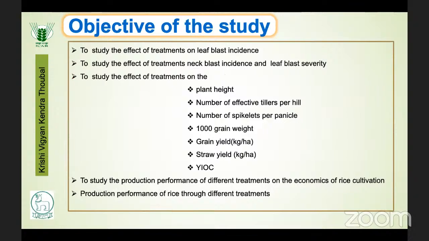The major objective of our study includes the management of blast disease and the checking of certain parameters, for example, the effect of treatments on neck blast disease as well as leaf blast severity, and the effect of treatment on certain parameters, for example, plant height, number of effective tillers per hill, number of spikelets per panicle, 1,000 grain weight, grain yield in kg per hectare, straw yield in kg per hectare, and the yield increase over control. Some other economic parameters such as benefit-cost ratio, gross return, and gross cost have also been analyzed in our study.